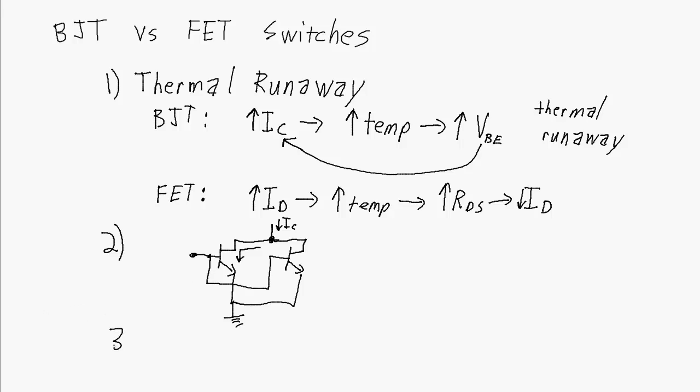The third reason that FETs work better as switches, and this is only in high frequency circuits where you're trying to switch the FETs on and off really quickly, like in digital circuits, is that FETs work better because they switch on and off faster. BJTs just can't keep up with FETs in terms of switching speed. So those are the three reasons that FETs are better switches than BJTs.